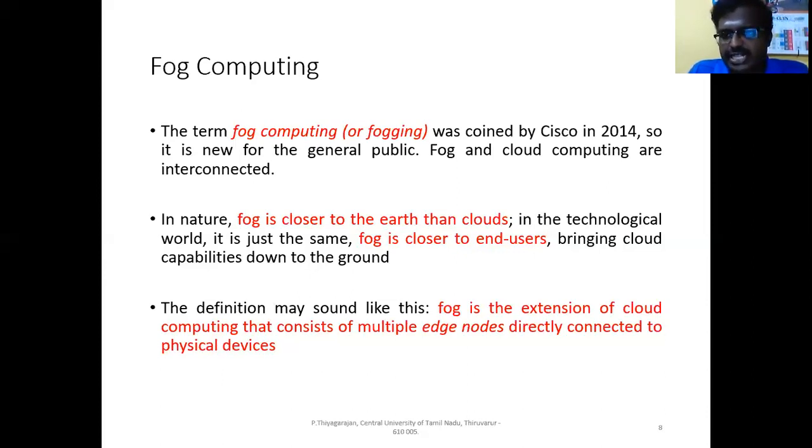Maybe the definition we can say is: the fog is an extension of cloud computing that consists of multiple edge nodes directly connected to the physical devices. Cloud computing will have only one cloud. In fog computing, we have multiple edge nodes. We will have multiple fog nodes, and they will in turn interact with the IoT devices. I will show you an example so that you can easily understand.